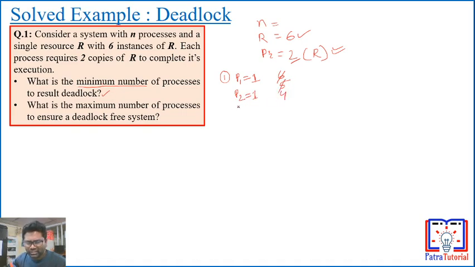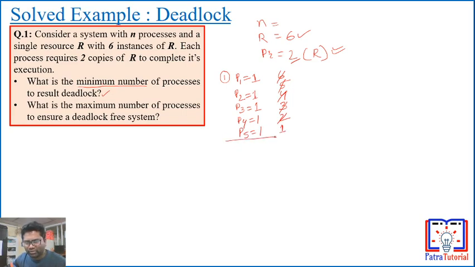Then suppose P3 came. I will allocate one instance of R. Then I have 3 instances remaining. Then for P4 I will again allocate one instance. How many will I have? 2 instances left. Then P5 came, and I will allocate one instance of R. Then one more is pending. Now suppose I stop it here.